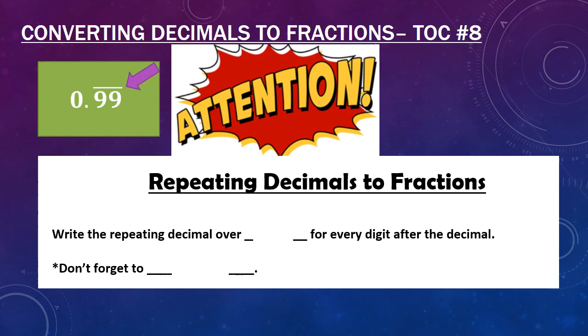Give me your full undivided attention. The example on the left is what you would see with the bar notation over the top of the numbers. Those are your repeating decimals. When you are given a repeating decimal and you're trying to turn it into a fraction, you write the repeating decimal over a 9 for every digit after the decimal. So in the example up above, you would write 99 over 99, and then don't forget to simplify. 99 over 99 would simplify to 1 whole. Bad example, but you get the idea.